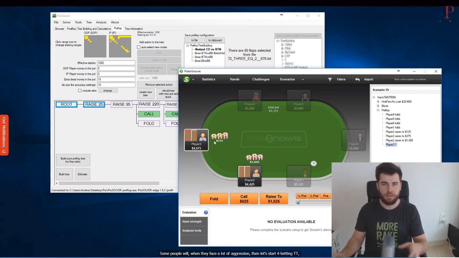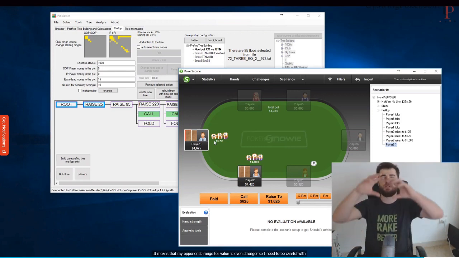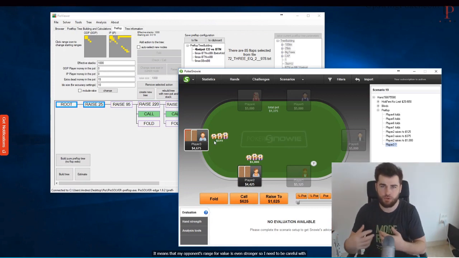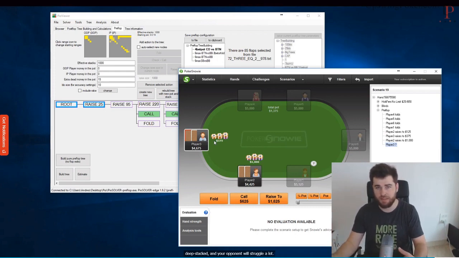Some people, when they face a lot of aggression, will start 4-betting tens, ace queen, hands like that. But it doesn't mean that my opponent has a wider range of 4-bet and I can play wider. It means that my opponent's range for value is even stronger. So I need to be careful with that, and I need to be folding a bit more if I'm not playing very deep stack. Remember, you'll get a lot of value by playing 4-bet pots in position against your opponent deep stack, and your opponent will struggle a lot. But if you're playing 100 blinds, it doesn't matter so much.